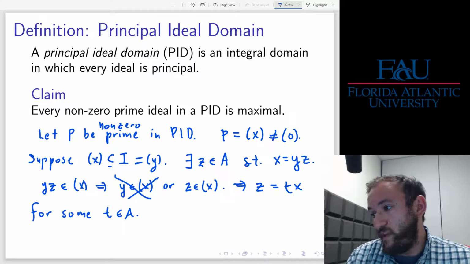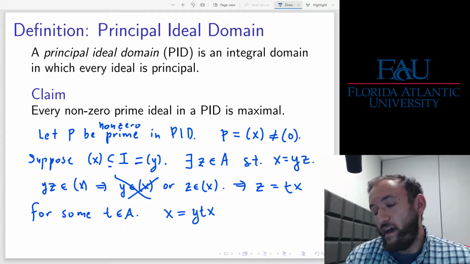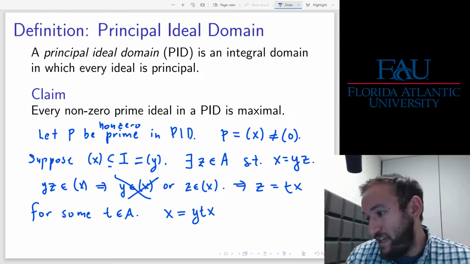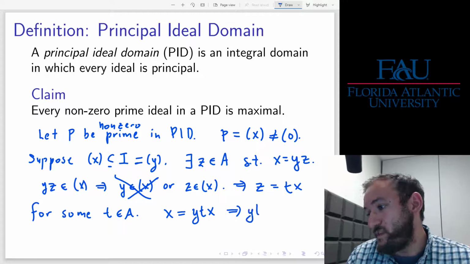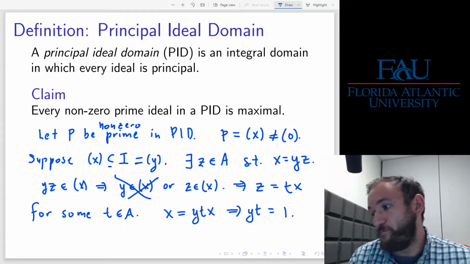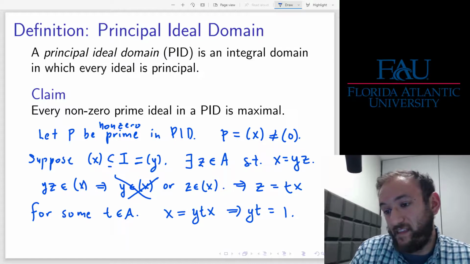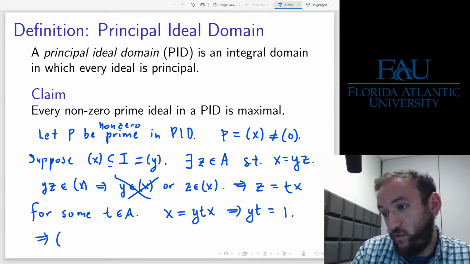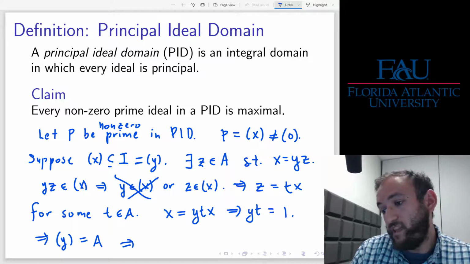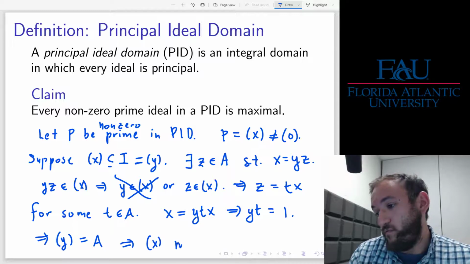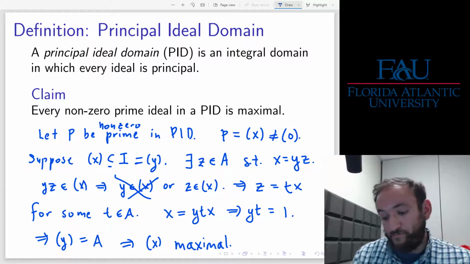But if Z is Tx, we had X equals YZ, that means that X is equal to YTx. But in an integral domain, you can cancel, and that tells us that YT must be equal to the multiplicative identity. And if YT is equal to the multiplicative identity, that means that the ideal Y must be the whole ring, which implies that X was maximal. Okay, so in a PID, all primes are maximal.